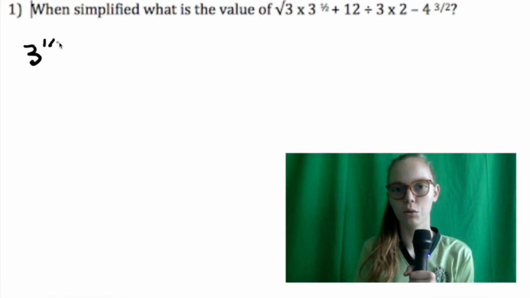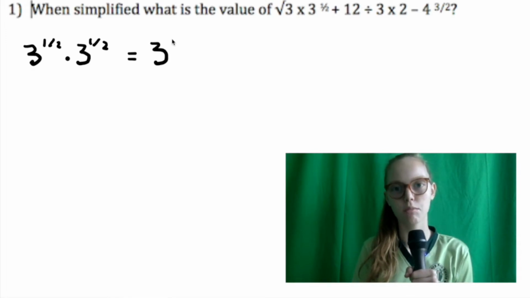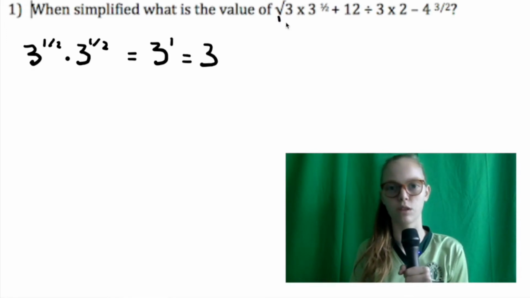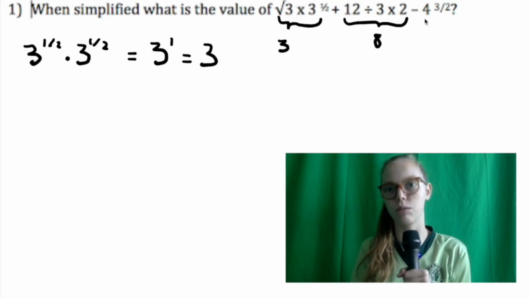First, we know that the square root of 3 is 3 to the 1/2 power. So 3 to the 1/2 power times 3 to the 1/2 power is 3 to the first power because a half plus a half is 1. So this is just 3. 12 divided by 3 times 2, we just solved that with order of operations and we get 8.